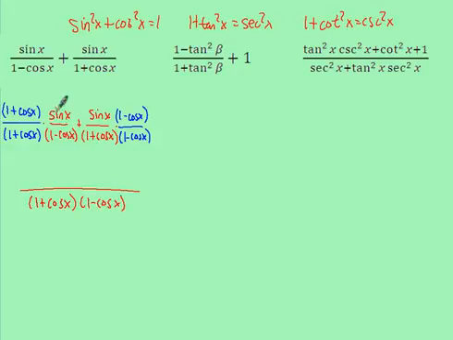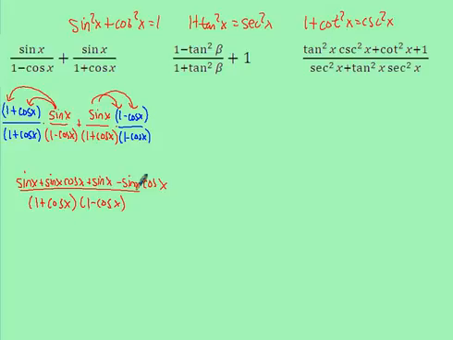On the top, if I distribute these through, I'm going to have sine x plus sine x cosine x. And on the other side, I'm going to get plus a sine x minus a sine x cosine x. From here, you can see that sine x cosine x and negative sine x cosine x are going to be 0. If you add those, you're going to get 0.